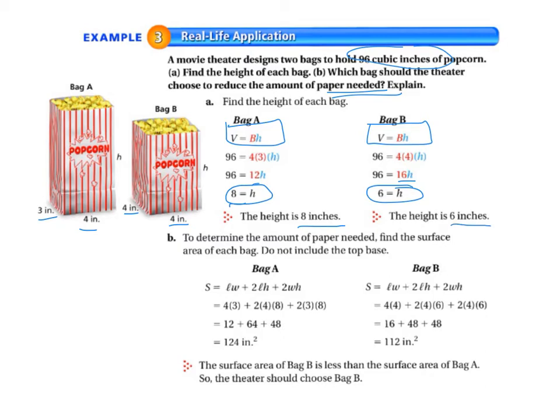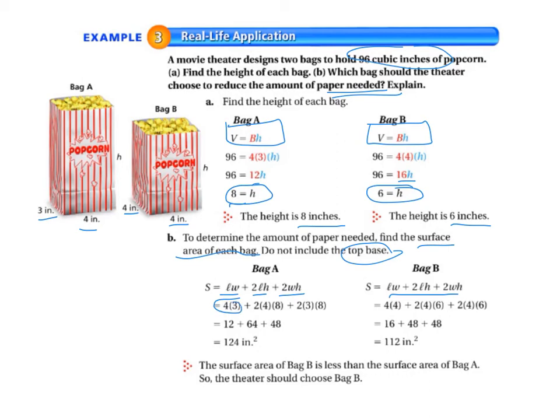Letter B, to determine the amount of paper needed, we need to find the surface area of each bag. Do not include the top base because the popcorn bag is open at the top, so you can reach in and get your yummy popcorn during the movie. So bag A, the surface area is the length times the width plus 2 times length times height plus 2 times width times height. And bag B, same formula. So length times width is 4 times 3. That's the bottom of the bag.